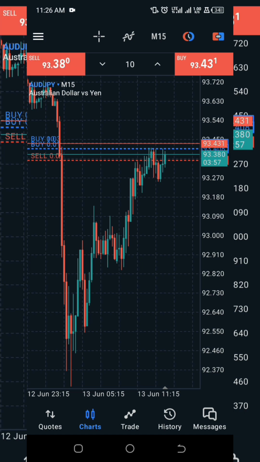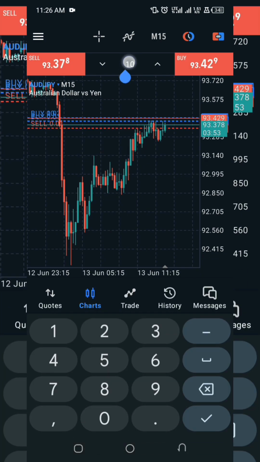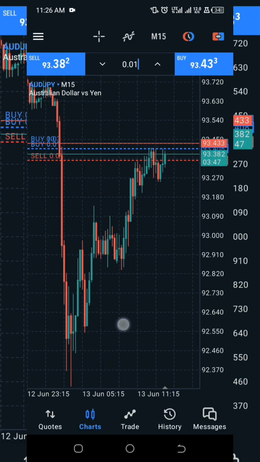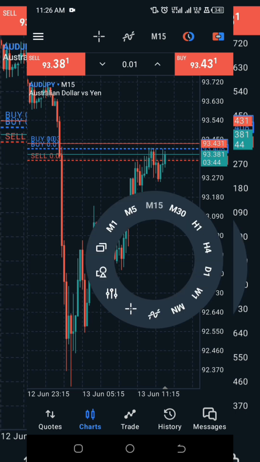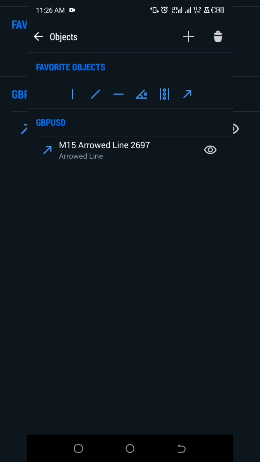You see, watch the lot size, guys. I'm telling you, watch the lot size. This lot size, if you don't watch it, before you realize all your money is gone. 0.01. Yes. Then I tap on the screen. I go to the triangle box. Then I pick my arrow.